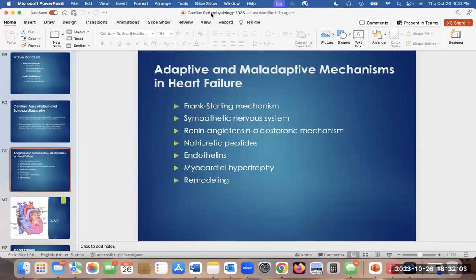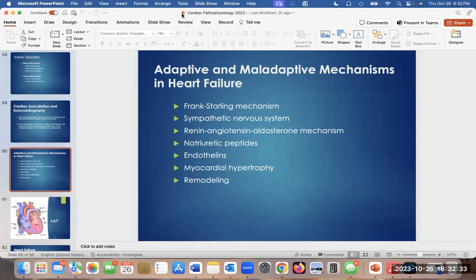Maladaptive and adaptive mechanisms, these are just different ways of your body coping, right? Sometimes the heart can't pump, or it pumps so much that the heart becomes hypertrophied. So the heart becomes enlarged, and that makes the heart work even harder, even though it's a compensatory mechanism. Or you have your sympathetic nervous system kicking in and saying, hey, let me increase the heart rate. Let me increase the blood pressure to try to help perfusion get to the body. But sometimes they might not always be good.